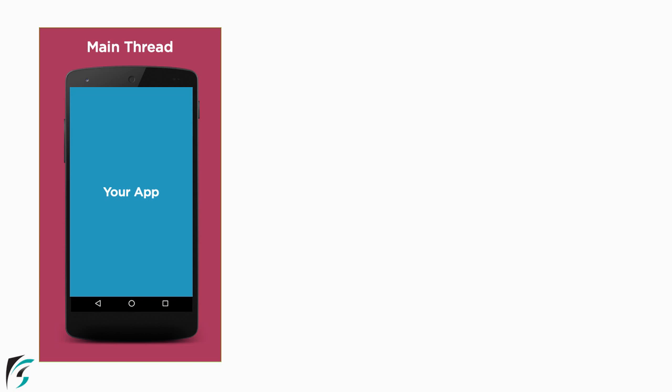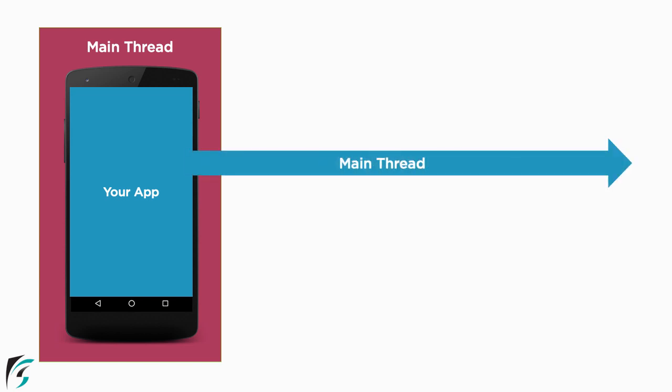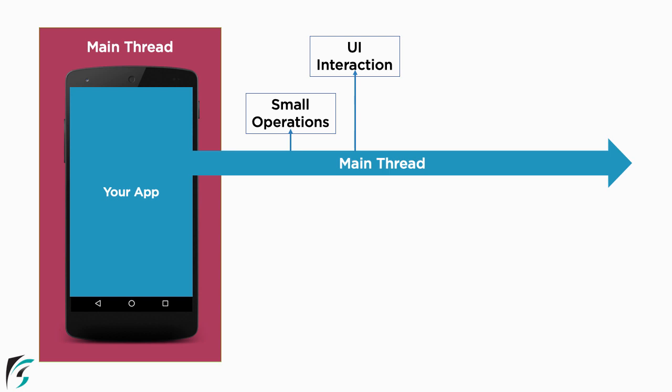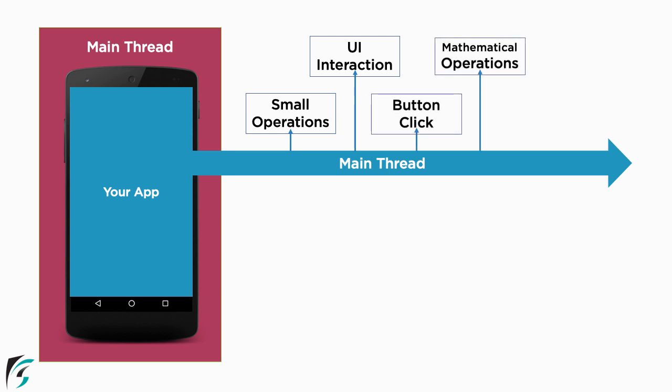Let us represent the main thread with the help of this blue arrow. So what is the purpose of having the main thread? Well, the purpose of having the main thread is to perform some operations. And these operations are very small and lightweight operations, such as UI interactions, click of the button, mathematical operations, or lightweight logical operations. So basically on the main thread, we perform small operations.